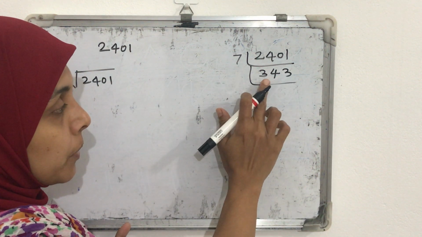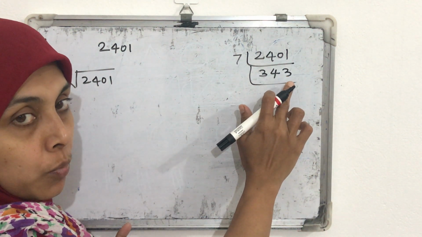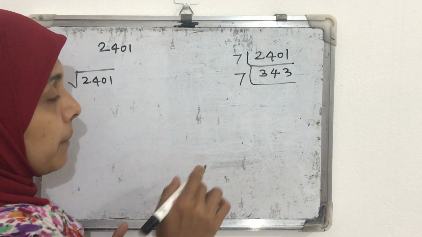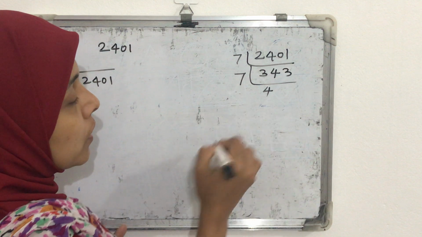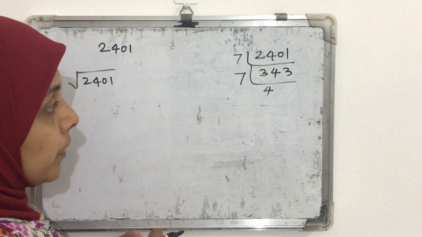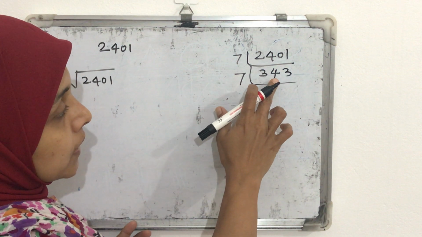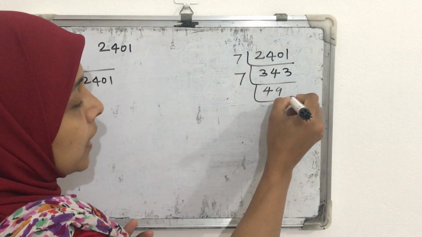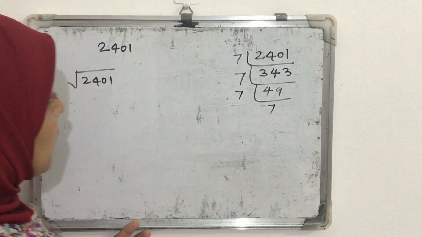Dividing by 3 is not possible because 3 plus 4 is 7, 7 plus 3 is 10. So it is not possible dividing by 3. So again we can check by 7. In 34, 4 into 7 is 28. Then the remaining 63: how many 7s? 9 into 7 is 63. Then 49, again dividing by 7, we will get 7.